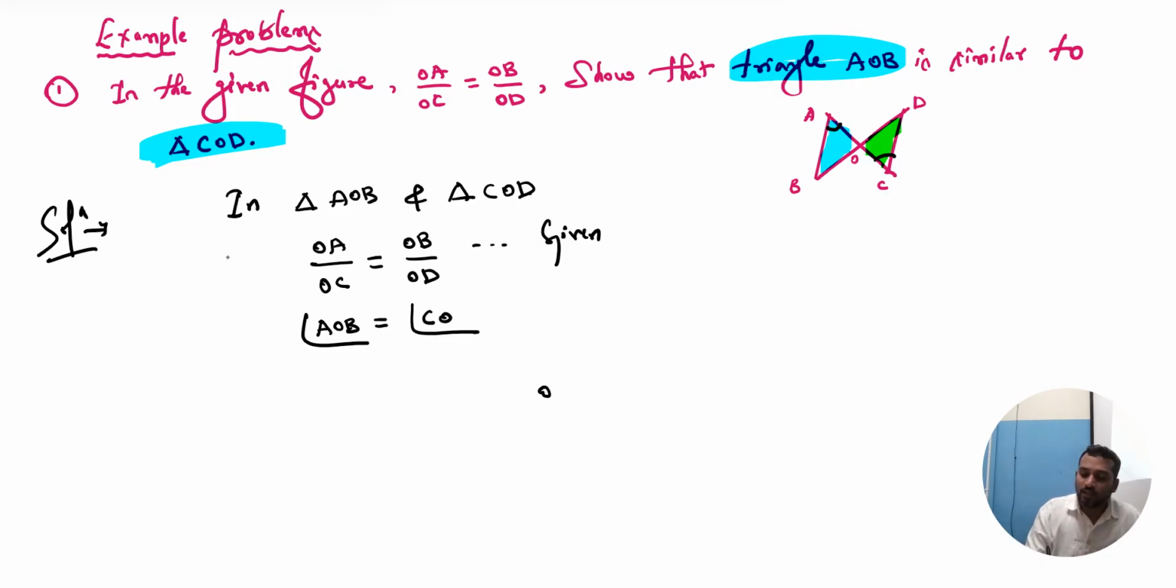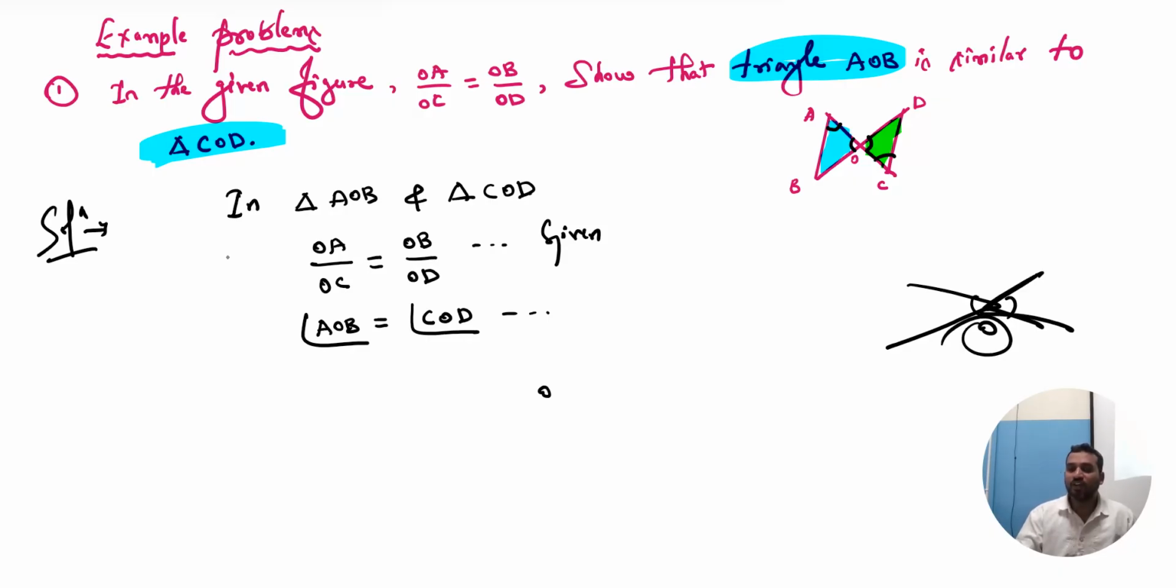So angle COD. What is this? These are vertically opposite angles. For this figure also, angle O is common. Am I right? So angle AOB is equal to angle COD. VOA, in short, I am writing as vertically opposite angle.